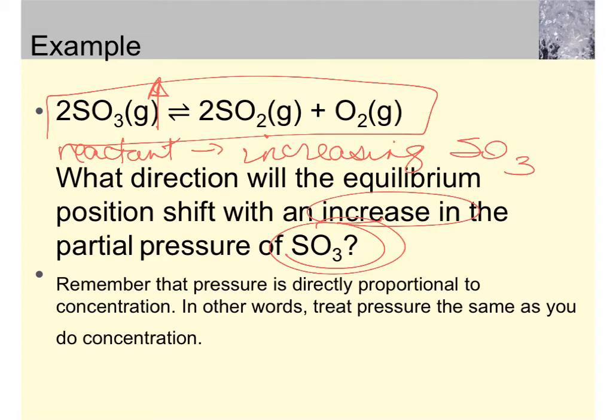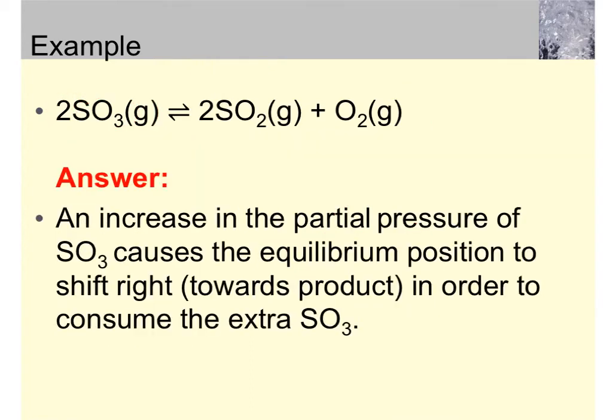So according to Le Chatelier, it's going to try to undo, to get rid of that extra SO3. And how does it get rid of SO3? The only way is to shift right to make product, because it takes some SO3 up to make product. So that would cause a shift to the right. And this is just a typed in answer in case you do better reading answers than listening to them.